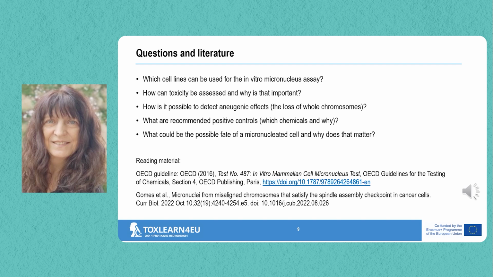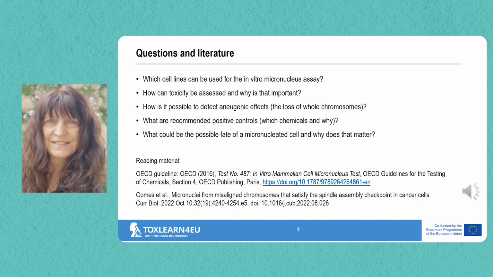The following questions are relevant for the understanding of the micronucleus test in vitro, and they can be answered by looking at the reading material listed below. So the questions are: which cell lines can be used for in vitro micronucleus assay? How can toxicity be assessed, and why is that important? How is it possible to detect aneugenic effects, meaning the loss of whole chromosomes? What are recommended positive controls? Which chemicals and why? What could be the possible fate of a micronucleated cell, and why does that matter?